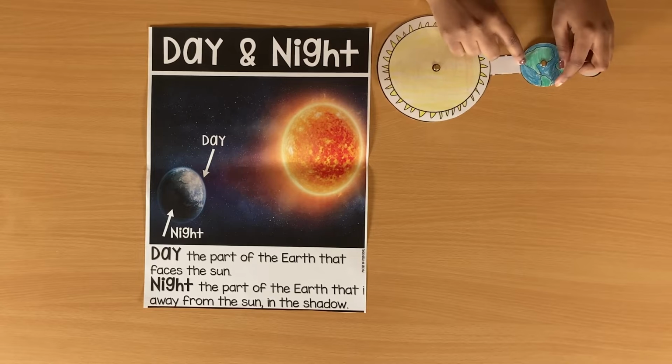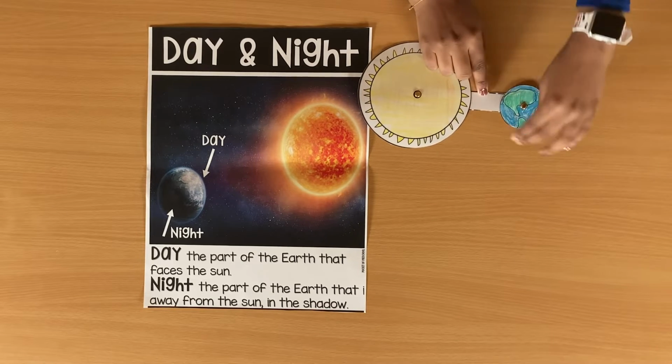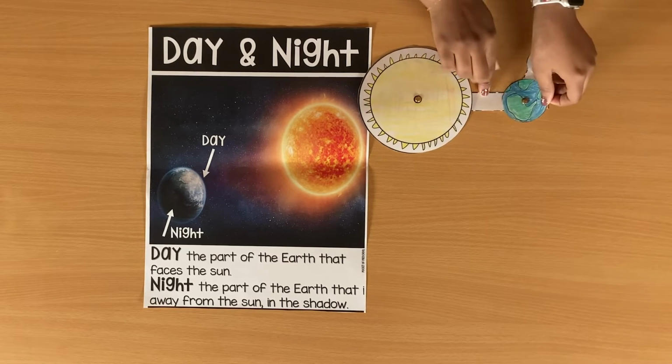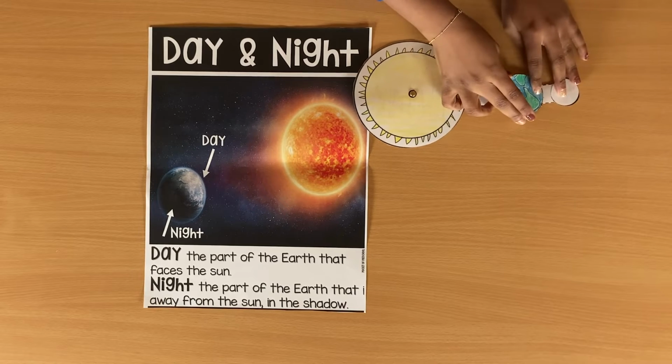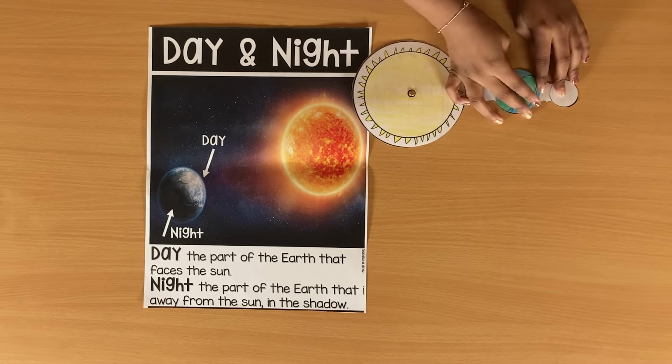So if we were this part right here, this would be daytime. But then when we spin around, it would be nighttime, just like that. And that happens over and over and over. It takes 24 hours for the earth to rotate. What else is 24 hours? Do you know? One day. That's why every day we get day and night, because it takes about 24 hours for the earth to rotate.